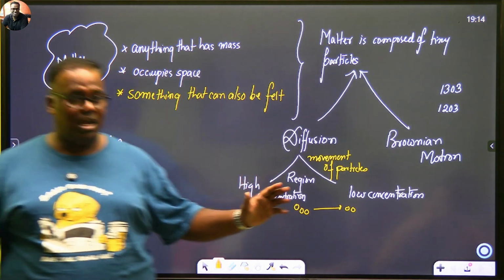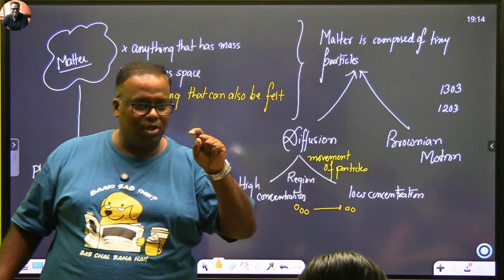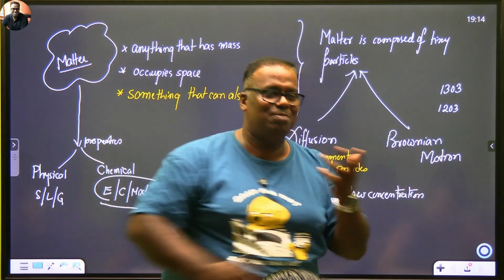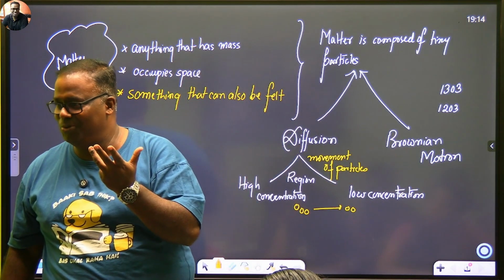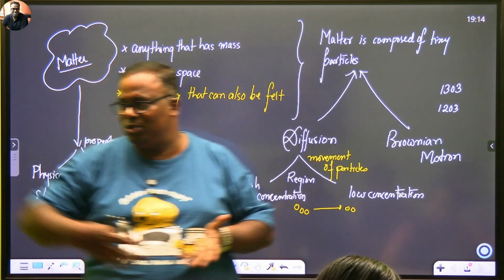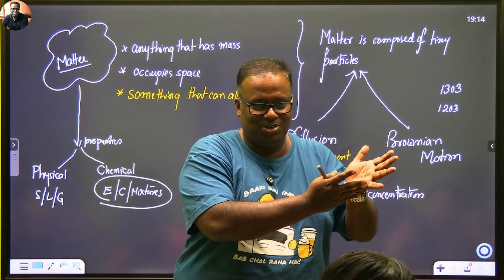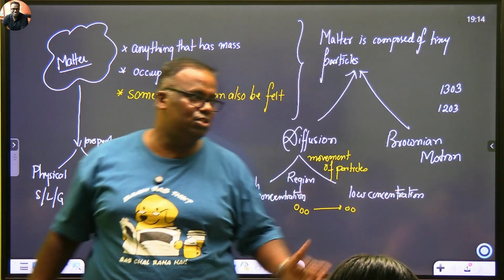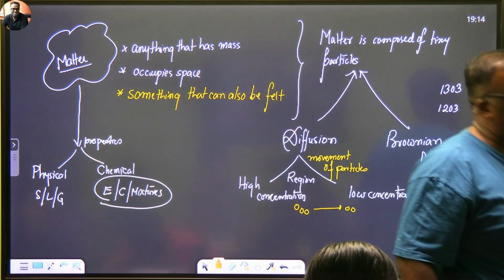If it could happen like they show in Tom and Jerry in video recordings, all the smell goes back inside the fridge. That happens only in Tom and Jerry, it doesn't happen in the real world. Can you take all the aroma and put it back into the biryani? No, that is not possible. So in diffusion it is always the movement of particles from regions of high concentration to regions of low concentration.